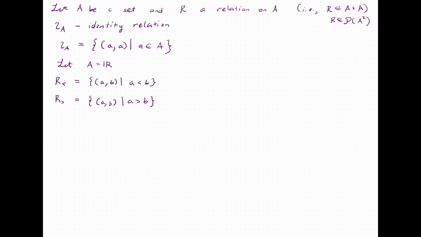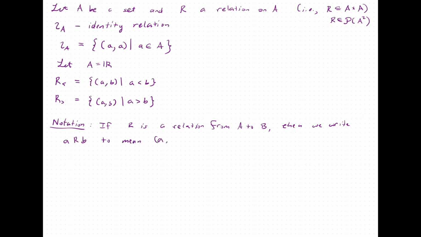And this warrants the following notation. So notation, if R is a relation from A to B, then we write a R b to mean (a, b) is in R. And so just keep this in mind, because this is a notation that is commonly used, a R b, and so (a, b) is in R.